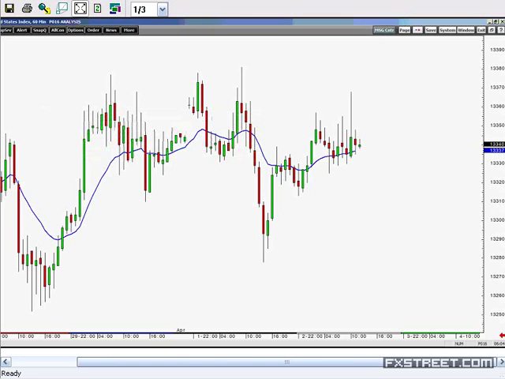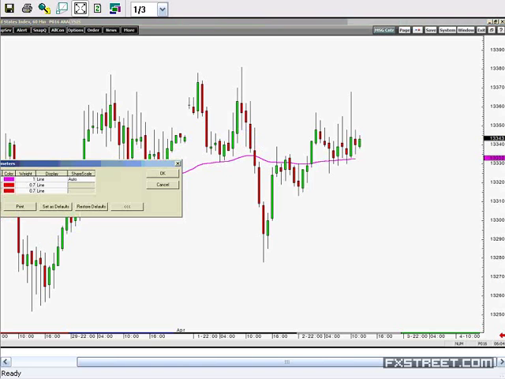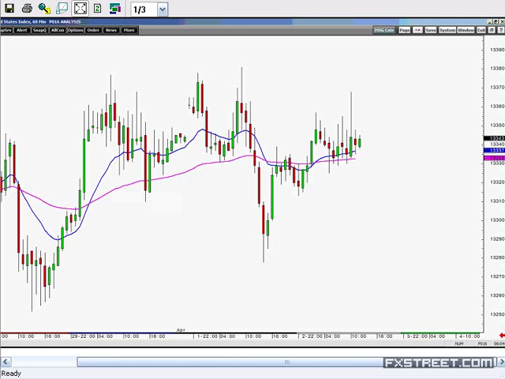So the 15 EMA, I'm going to place another one on top. This one's going to be the 62 EMA. We'll do it in a different colour. It doesn't really matter what colour it is. Okay, and let's get the 15 back. So I've got a 15 and a 62 EMA.